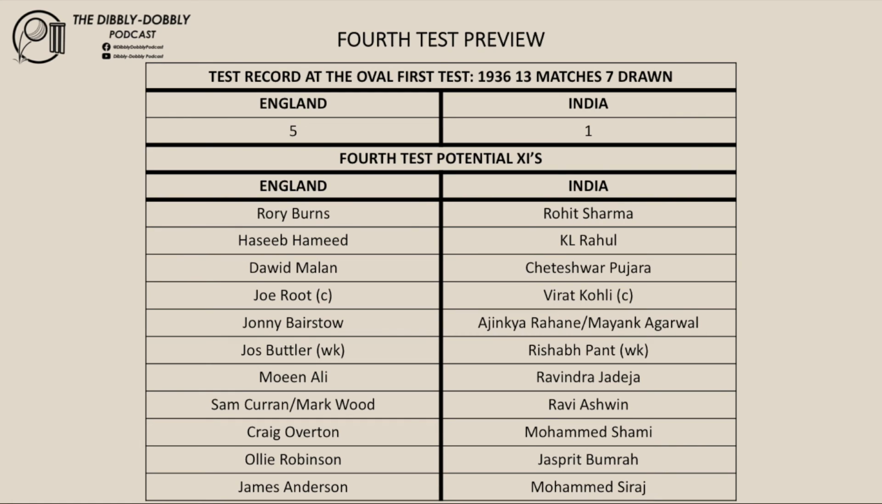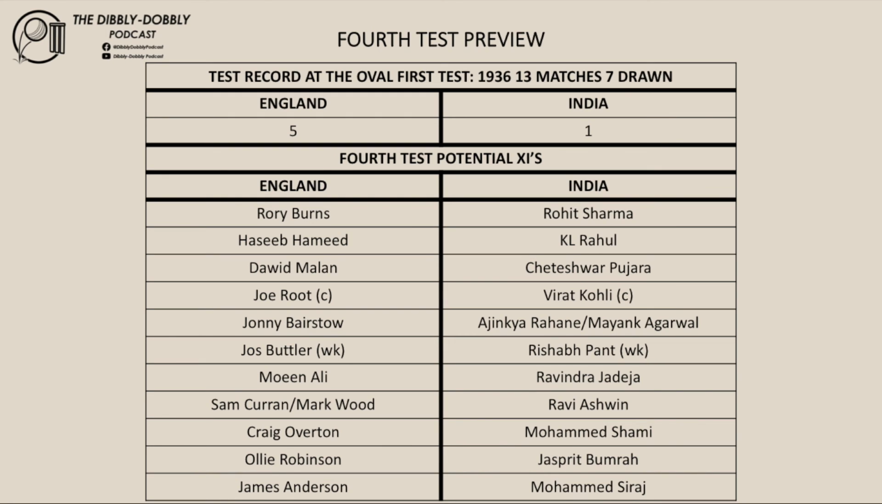The first test match played between England and India here at the Oval was back in 1936. They've played 13 matches, 7 of them have been draws. England have won 5 and India have won 1. Let's have a look at both teams' potential 11s for the 4th test match.